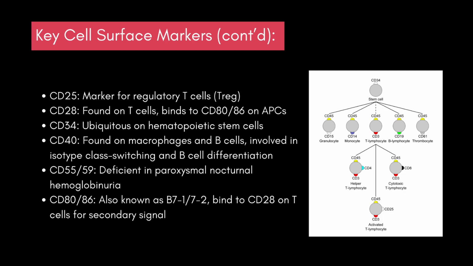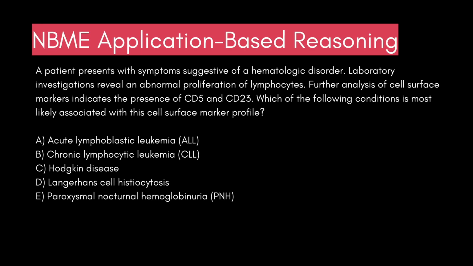Let's go ahead and move on to look at some questions. A patient presents with symptoms suggestive of a hematologic disorder. Laboratory investigations reveal an abnormal proliferation of lymphocytes. Further analysis of cell surface markers indicates the presence of CD5 and CD23. Which of the following conditions is most likely associated with this cell surface marker profile? Give you guys a few seconds to think this through.